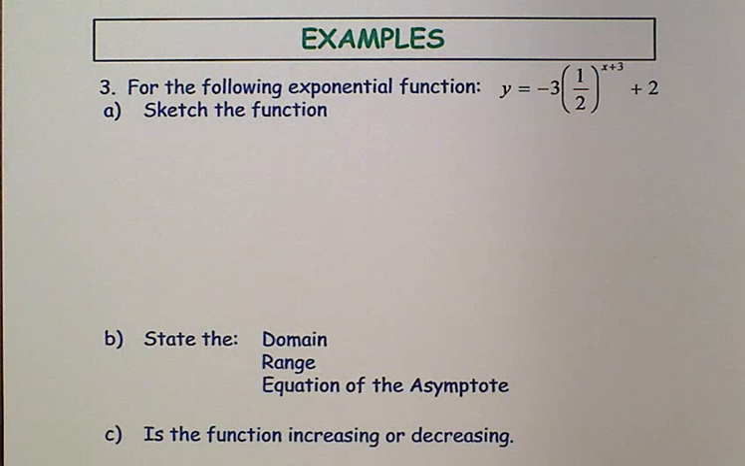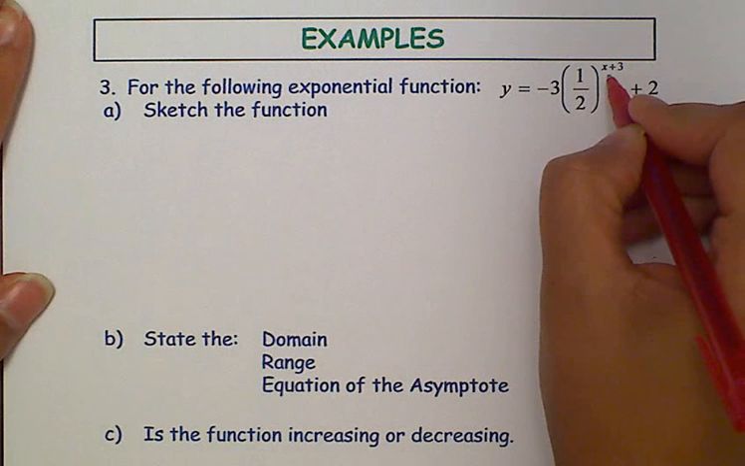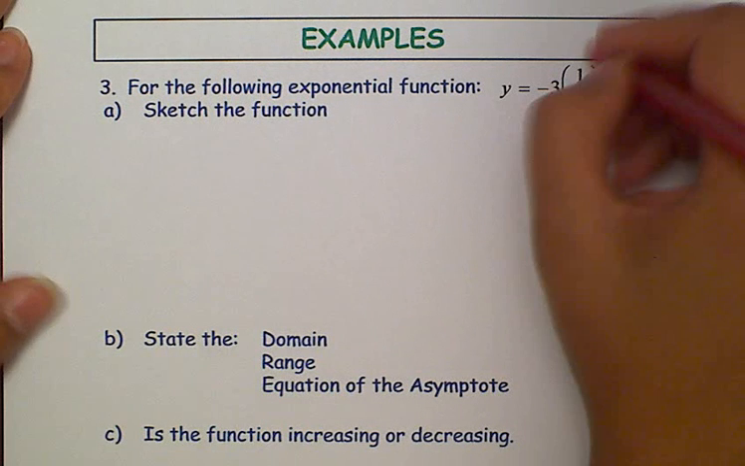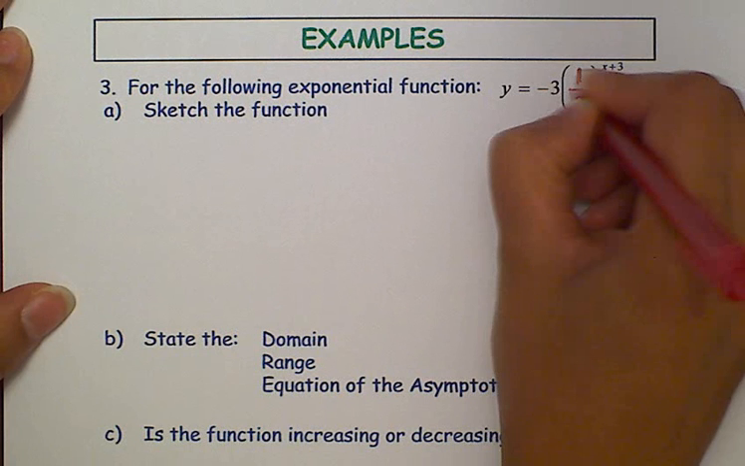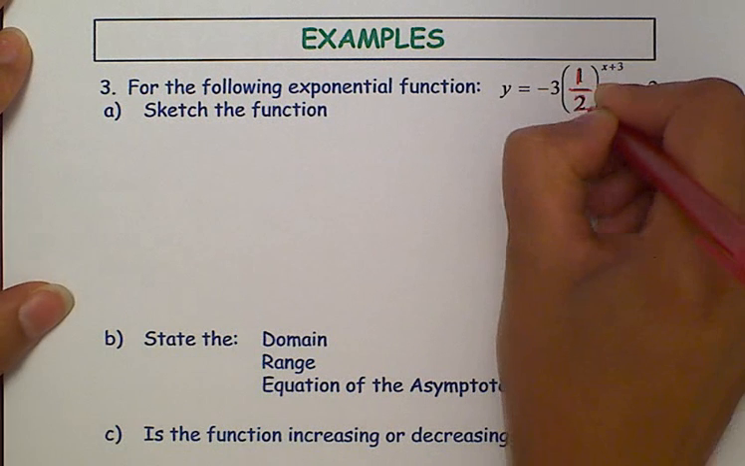Okay, this is our last example before we summarize all the concepts that we have looked at. So for this one we have y equals negative 3 times 1/2 to the exponent x plus 3, and then plus 2. And again, what I want you to notice is where the exponent is and what the base is that it's being applied to. So I can clearly see that my exponent here is x plus 3 and it's being applied to a base of 1/2. So 1/2 is actually going to be our base function.